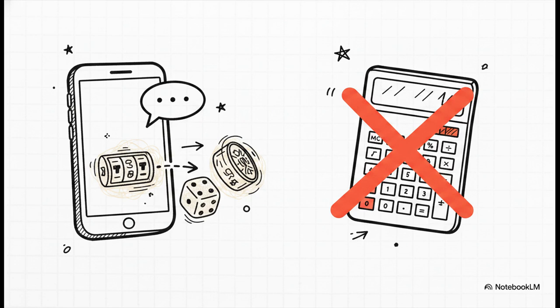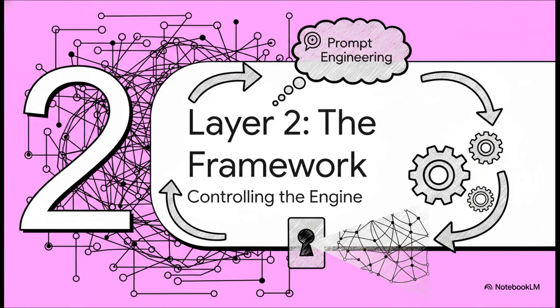And that is exactly why it confidently invents answers when doing math. It's optimizing for language patterns, not arithmetic accuracy. It just wants to sound right. So with that baseline, let's transition to layer 2, the framework.